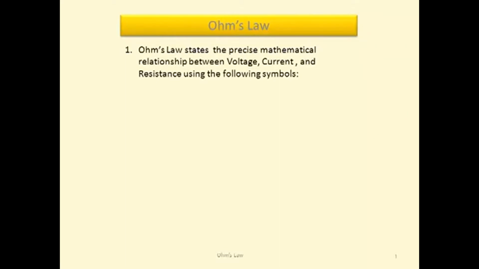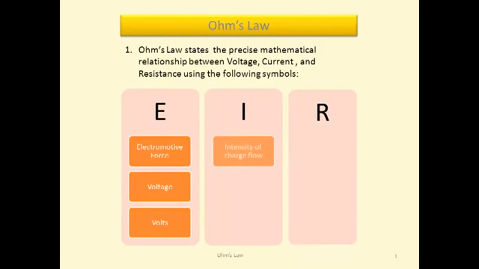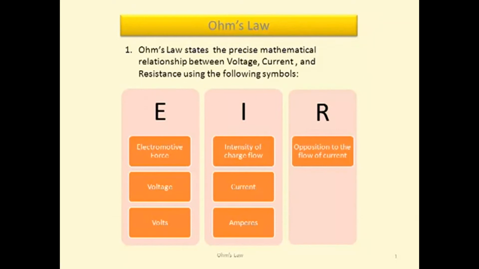Ohm's law states the precise mathematical relationship between voltage, current, and resistance using the following symbols: E, I, and R. E stands for electromotive force, or voltage, which is expressed in volts. I stands for intensity of charge flow, or current, which is expressed in amperes. R stands for the opposition to the flow of current, or resistance, which is expressed in ohms.